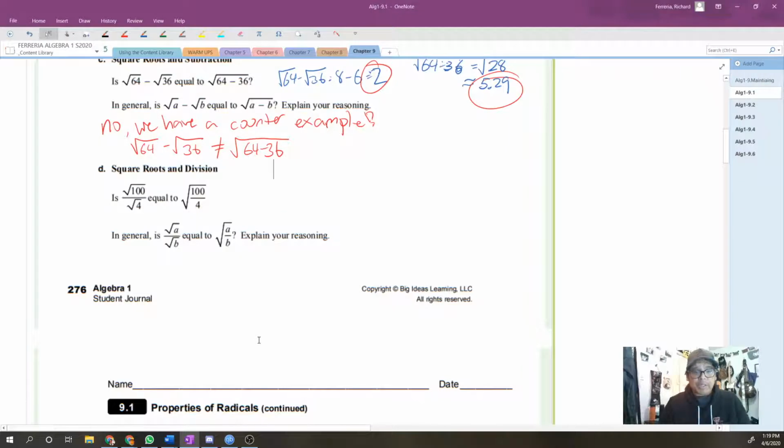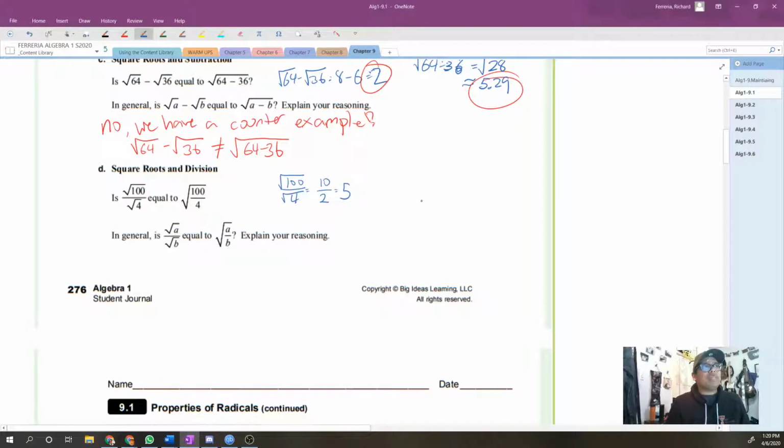Last one here is division. Square root of 100 is 10. Square root of 4 is 2. So let's do the square roots first. Square root of 100 divided by square root of 4. That's the same thing as 10 divided by 2. Oh, mistake. The square root of 4 is 2, and 10 divided by 2 is 5.